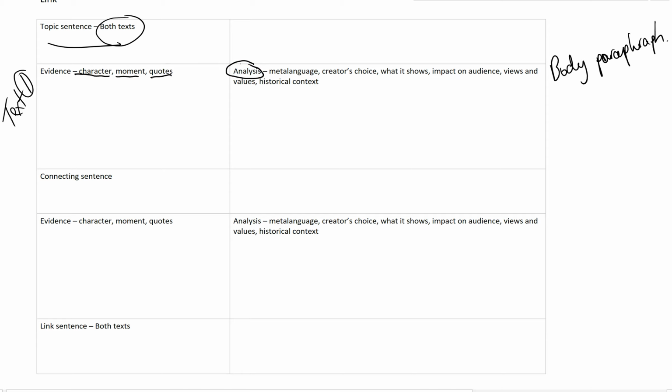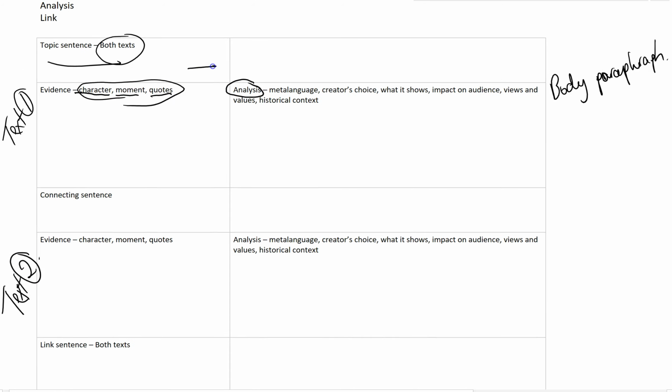So we need to, after we've picked the character, moment, and quote, show what that character, moment, quote actually show about the essay topic. And then we do that for text 1 and for text 2. So the previous examples that we've gone through have been really looking at this, but they haven't done a heap of analysis. So today I'm going to show you a couple of samples of how you can do analysis in your body paragraphs.